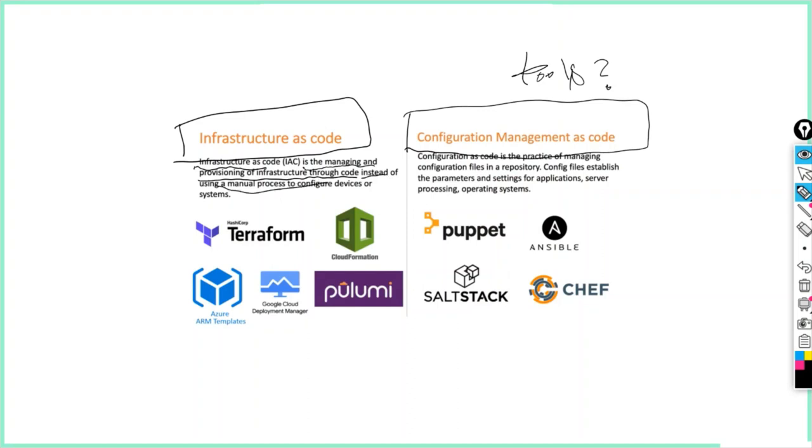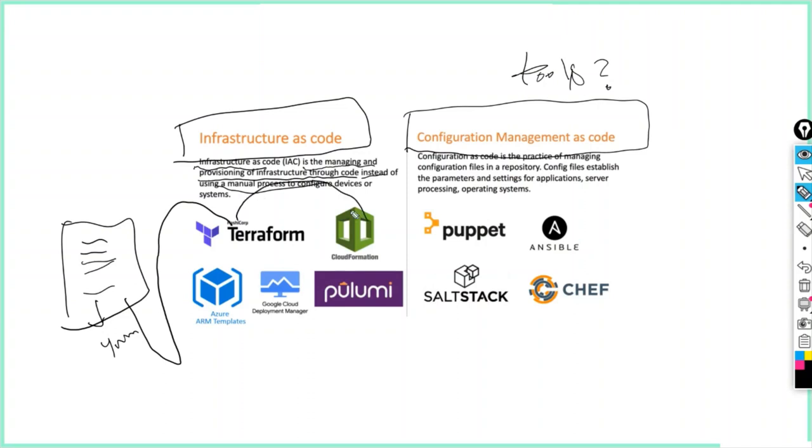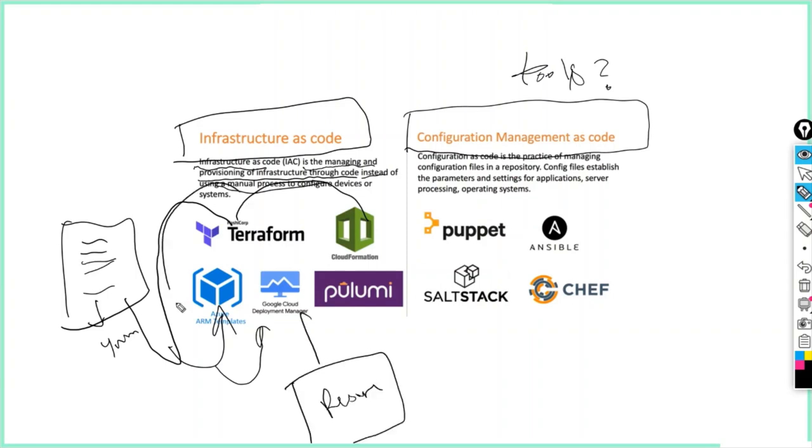So straightforward, if you write some JSON code or YAML code, and if you give it to a platform like Terraform or CloudFormation or Azure ARM templates or Google Cloud Deployment Manager or Pulumi, all these tools, what it will do is generate the resource. So any of these systems, take Terraform, take CloudFormation, what it basically does is provide you a way to generate infrastructure.